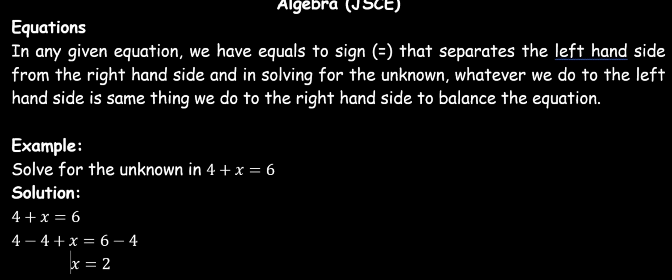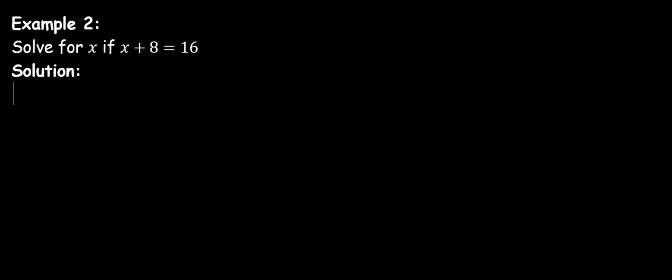Let's take another example. Solve for x if x plus 8 is equals to 16. Solution. x plus 8 equals to 16. We write out our problem. Next, to make x the subject formula, which is looking for the unknown, we subtract 8 from both sides. So we have x plus 8 minus 8 will be equals to 16 minus 8. What we have done to the left-hand side, we are doing the same to the right-hand side. And the result will be x equals to 8.